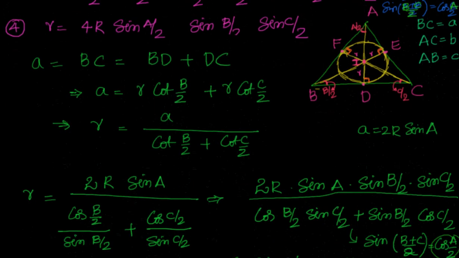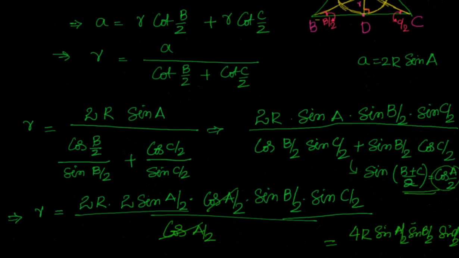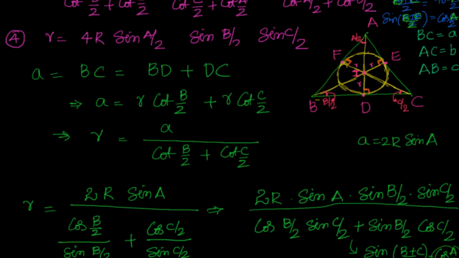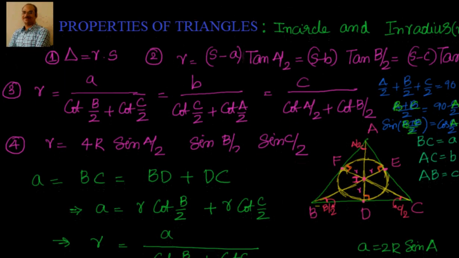Once we found it, now we have to prove in all angles. So I have converted the side into angles by law of sines. A equal to 2R sin A, and I have expanded sin A further, and I see that the denominator becomes sine of B plus C by 2, which is nothing but equal to cos of A by 2, which cancels out further, and we end up with 4R sin A by 2 sin B by 2 sin C by 2. That's a proof of incircle and inradius.